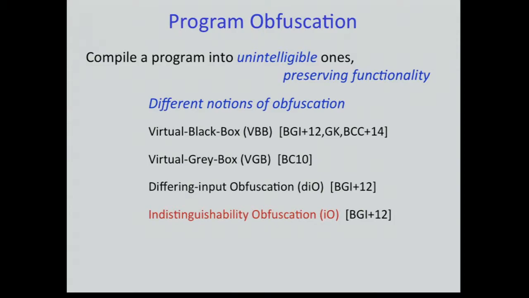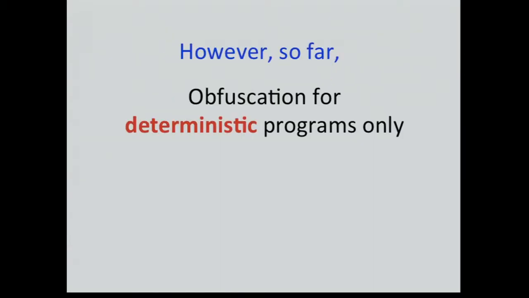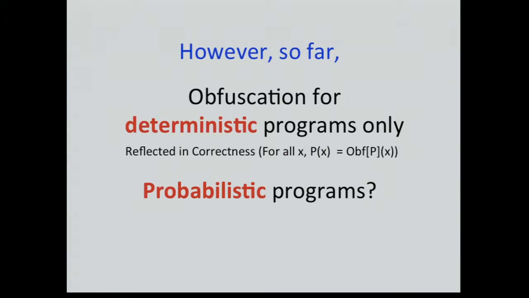Nevertheless, I'm going to add one more notion to this picture, because so far all the obfuscation notions consider only deterministic programs. Why does it have to be like this? The definitions of those obfuscations are tailored for deterministic programs, as you can see already in the correctness requirement. We require that the obfuscated program preserve the functionality, meaning that for every input, it will output the same output as the original program. If you want to say this, it means the original program is deterministic. But why does it have to be?